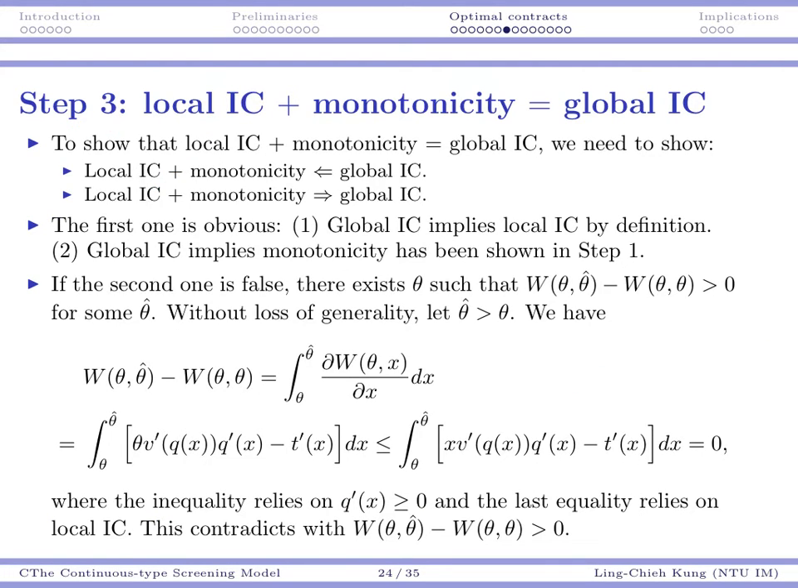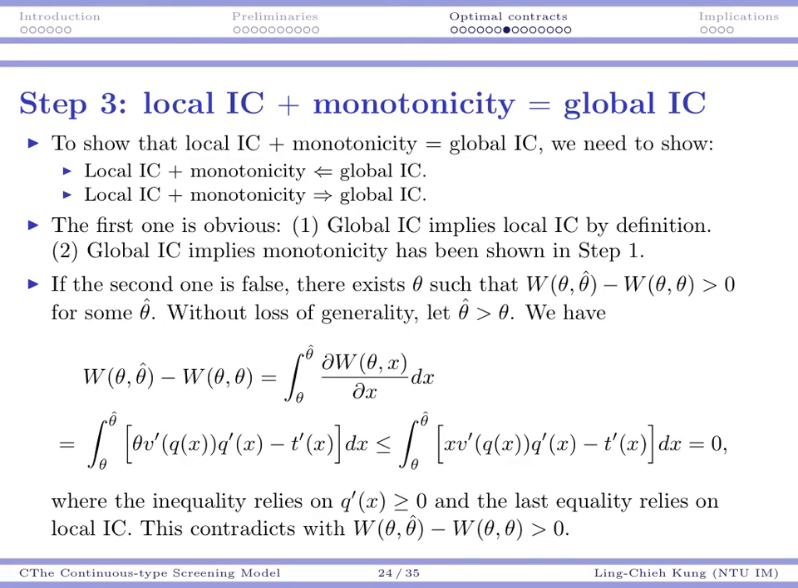Okay, so to show that this and that are the same, we need to show that local IC plus monotonicity can imply each constraint in the global IC set. Or the other way, with global IC, we can prove local IC and the monotonicity are true. The first one, from right to left, is very obvious.